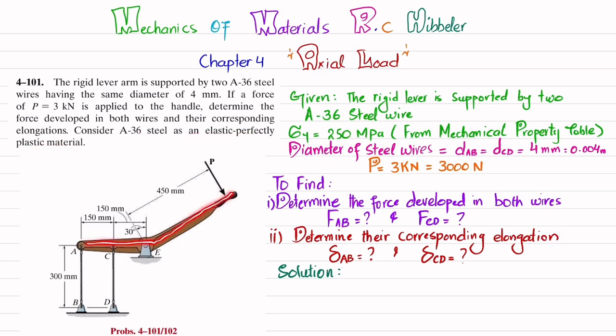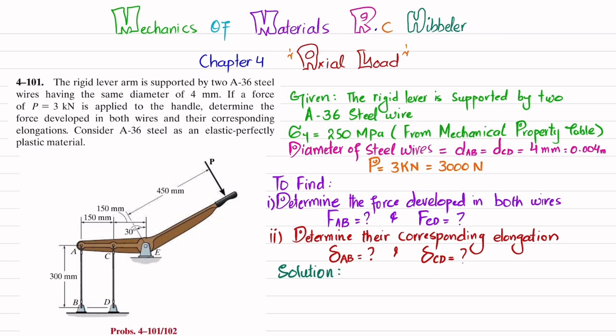So you can see this is the handle where there is a 3 kN load applied, and these are two steel wires of 4 mm diameter. You have to find the forces in these wires as well as the elongation. Due to this force there will be elongation in wires AB and CD. So the first step is that we will find these forces.